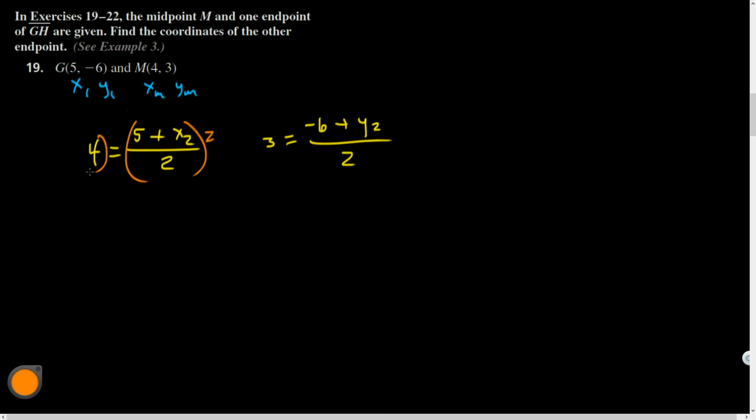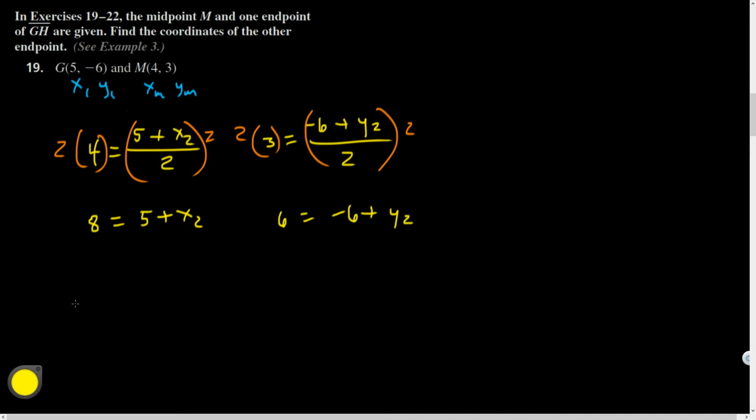I'll just double both sides, clear that fraction. And hey, I might as well do that to both of these equations simultaneously. So 8 is going to equal 5 plus x2. 6 is -6 plus y sub 2. Well, subtract 5 from both sides. Over here, I'd add 6 to both sides. So I'm going to get x2 is equal to 3, and y2 is 12. So my other endpoint, they gave me a name, H. H is the point 3, 12.